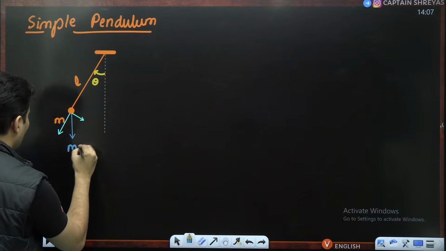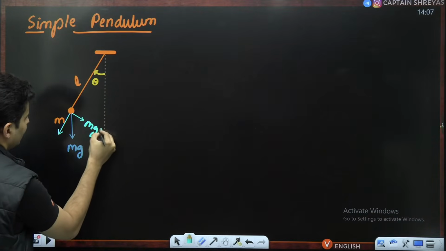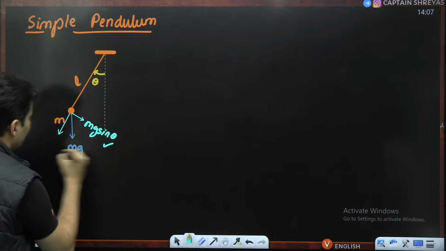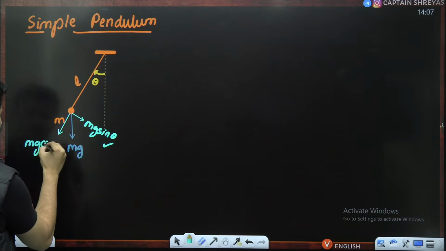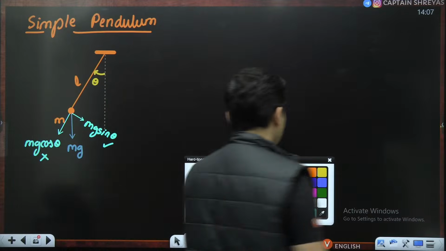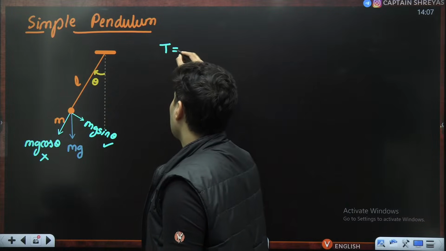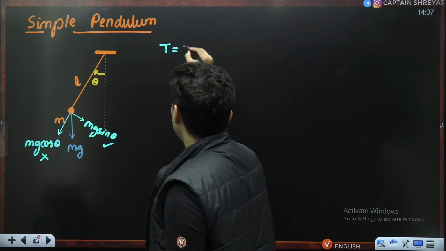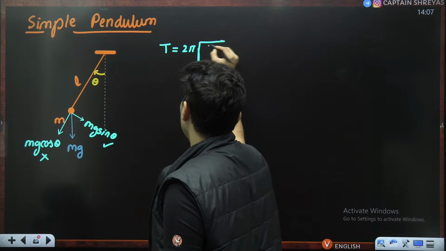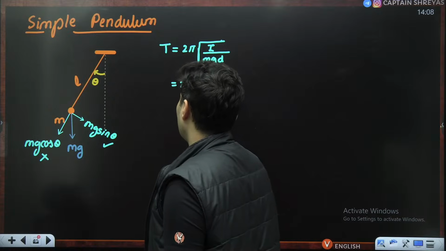There will be two components of the weight, and one component will be mg sin theta, which is responsible for the torque. mg cos theta won't create any torque. And by the same analysis, if you try to find the time period, which is given by 2 pi root of moment of inertia by mgd, observe now what will happen.